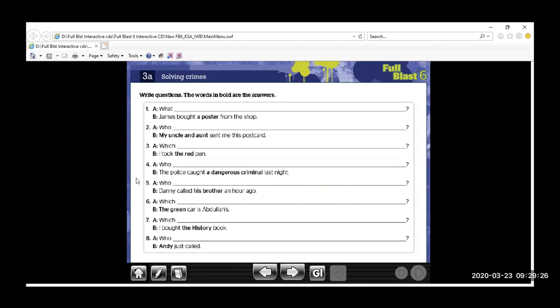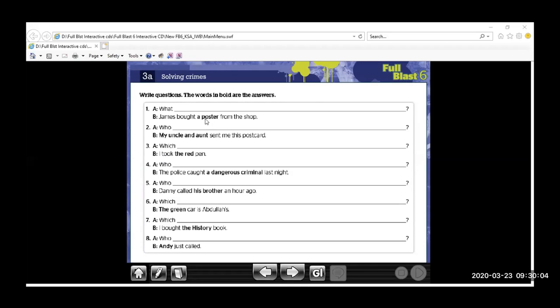Questions. We'd like to make questions about asking about the subject or the object. Who wants to answer? Raise your hand. Muhammad Abdullah, unmute. Here you are, Muhammad. Read number 1 and make a question. Write a question. The word in bold is the answer. What did James buy from the shop? Well done. You ask about subject or object here, the word poster. Is it a subject or object?